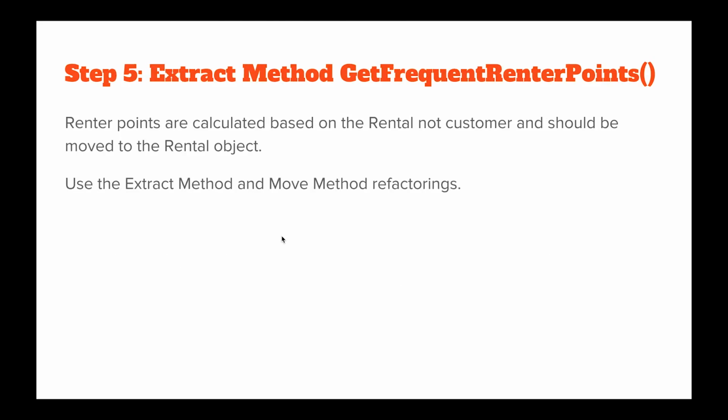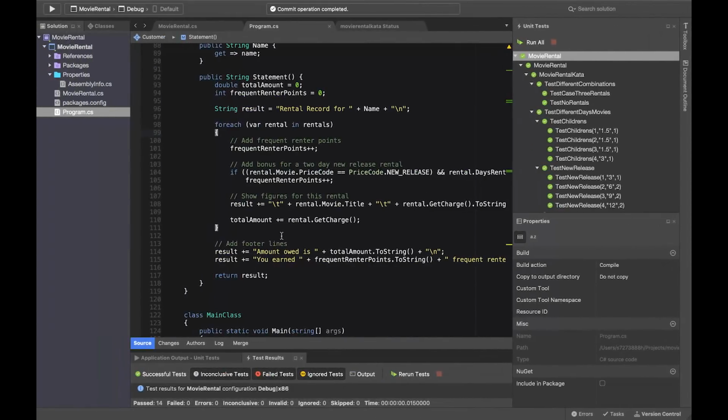Next, our next step is to extract the method getFrequentRenterPoints. Rental points are calculated based on the rental, not the customer, and should be moved to the rental object. So we use the extract method and move method refactorings. Notice here there's a frequentRenterPoints, and then there's a calculation of the frequent renter points here. So what can we do? We are going to extract the method for frequent renter points.